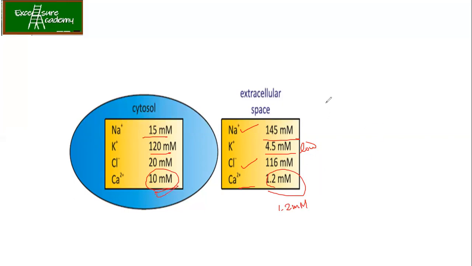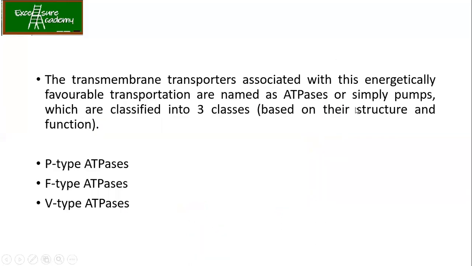Okay, so to maintain these concentration gradients in the extracellular space and in the cytoplasm of the cell, we need ATP based active transport. Now, the transmembrane transporters associated with these energetically favorable transportations are named ATPases or simply pumps. When we put something from low to high concentration gradient, we call it a pump, okay. Now there are three types based on structure and function: P type ATPases, F type ATPases, and V type ATPases. We'll talk about all of these.